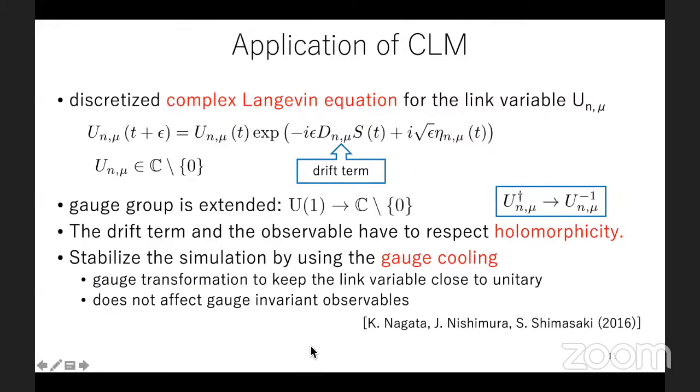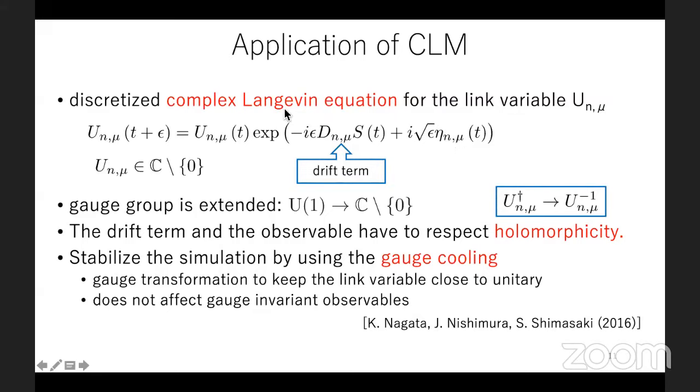So next, let me explain how to apply the complex Langevin method to this model. We consider the discretized complex Langevin equation for the link variable. For the link variable, the complex Langevin equation is given by this. Epsilon is a small number, which corresponds to the time step size. The evolution is determined by this factor. This term corresponds to the drift term. This D_{x,mu} S corresponds to the group derivative of the action, and this term corresponds to the Gaussian noise.